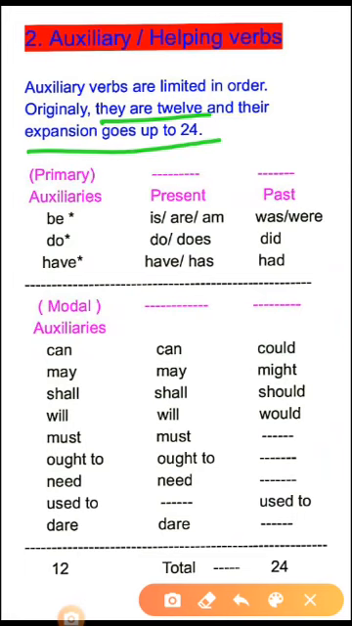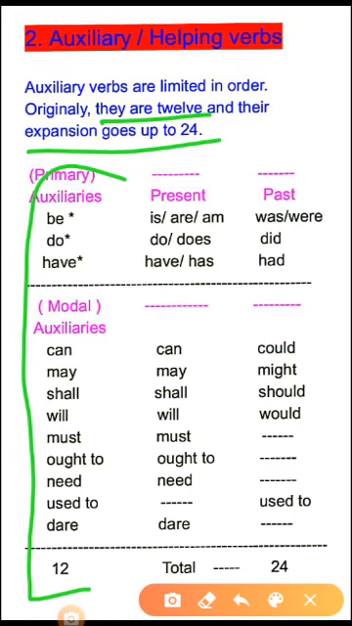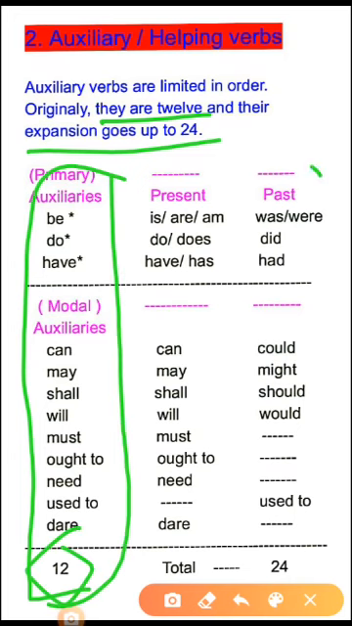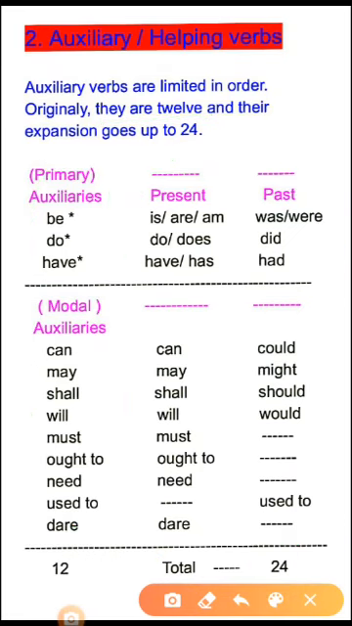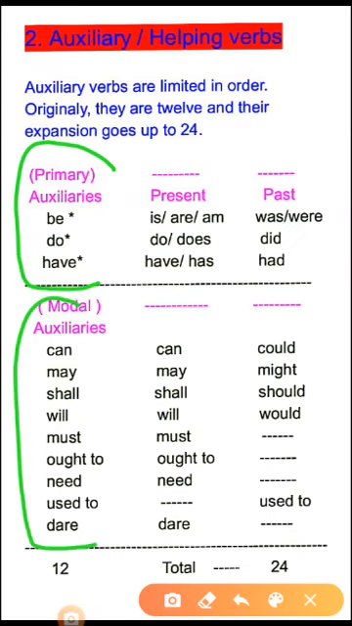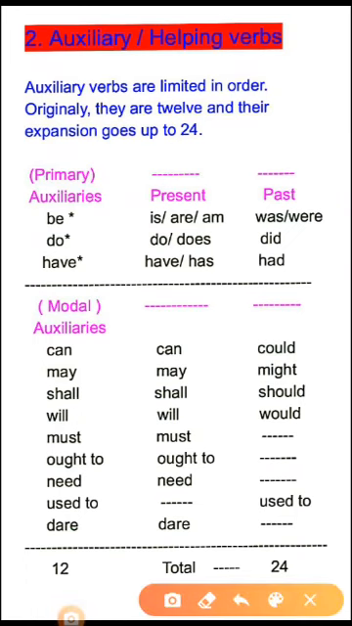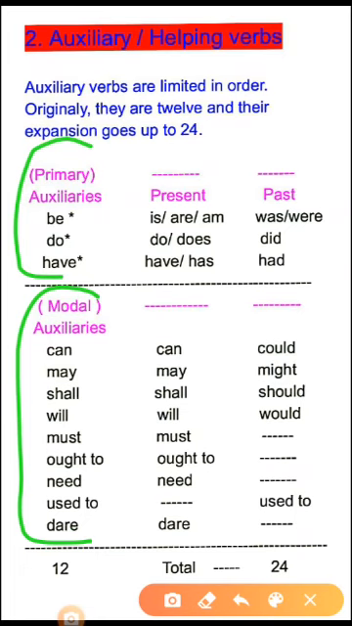These are the examples of auxiliary verbs or helping verbs. The total number of auxiliary verbs is 12 and their expansion goes up to 24. Here see, it is 24. Now see one by one. This part is called primary auxiliary and this part is called modal auxiliary.